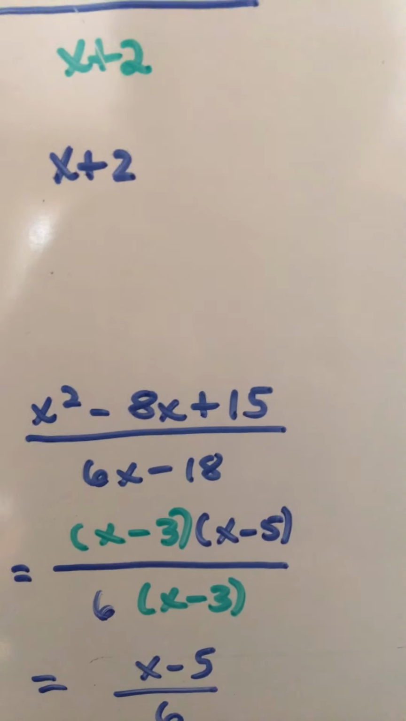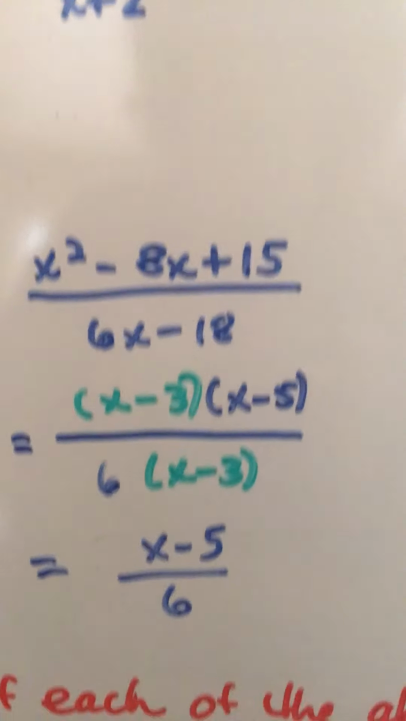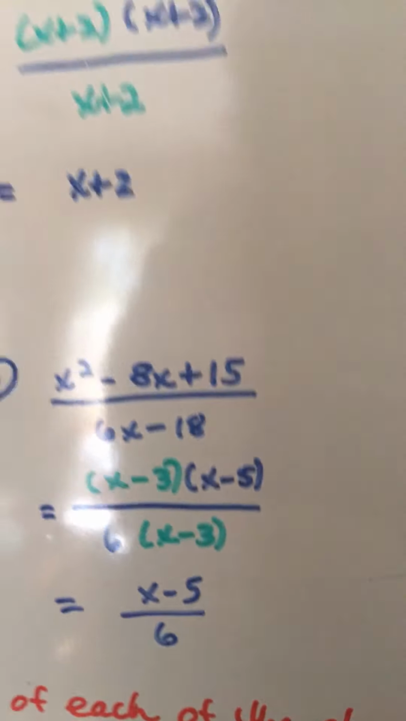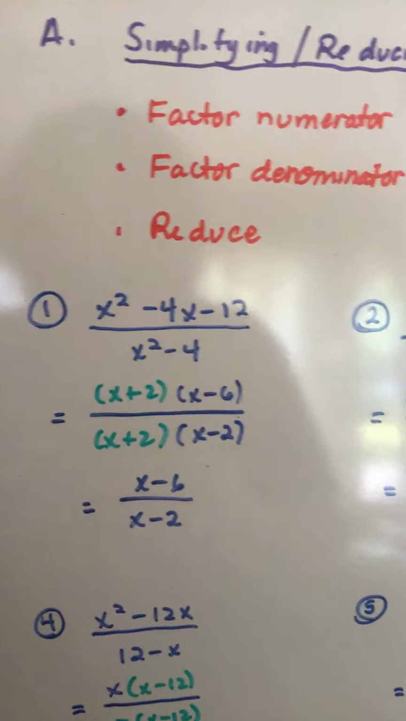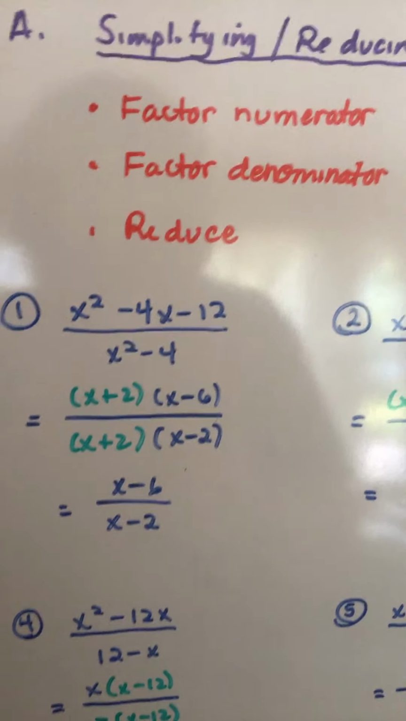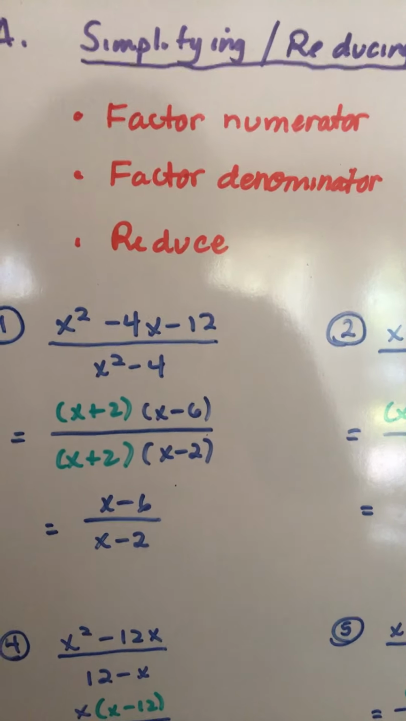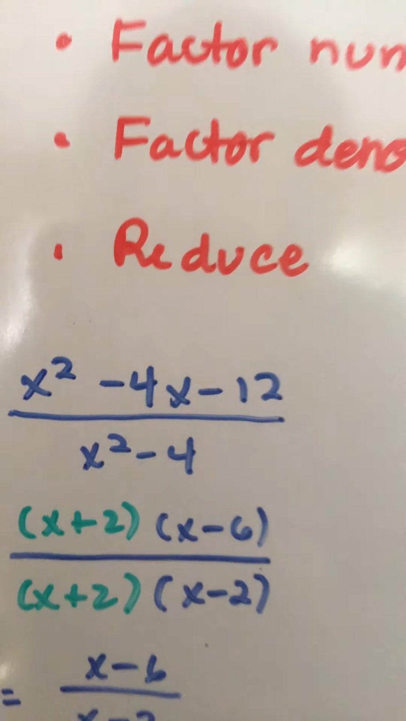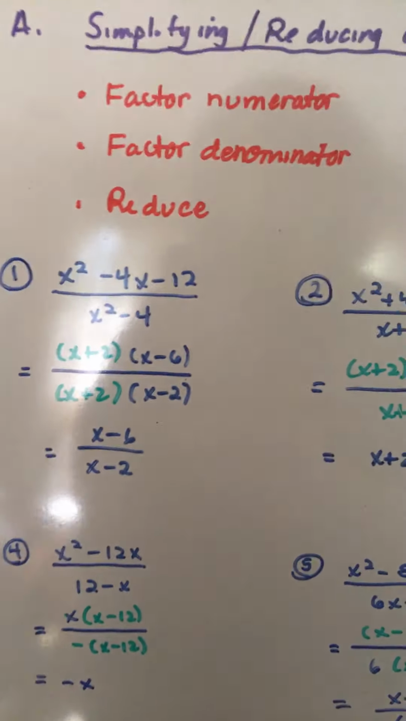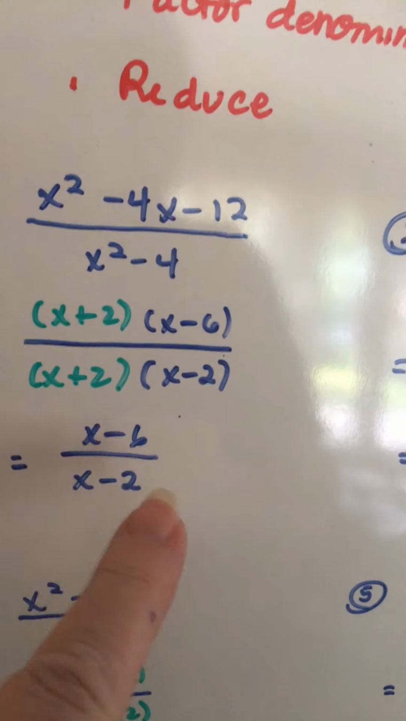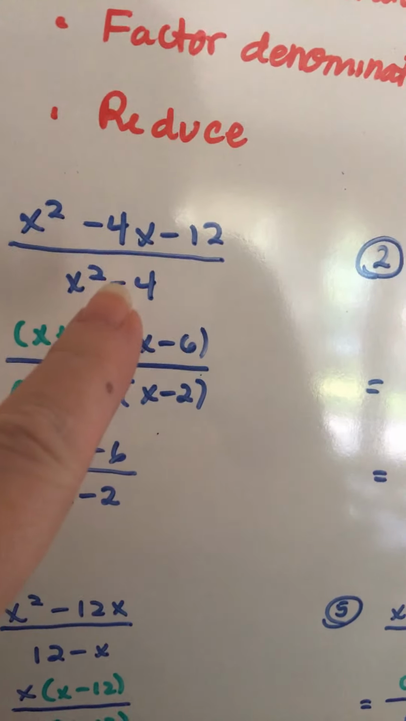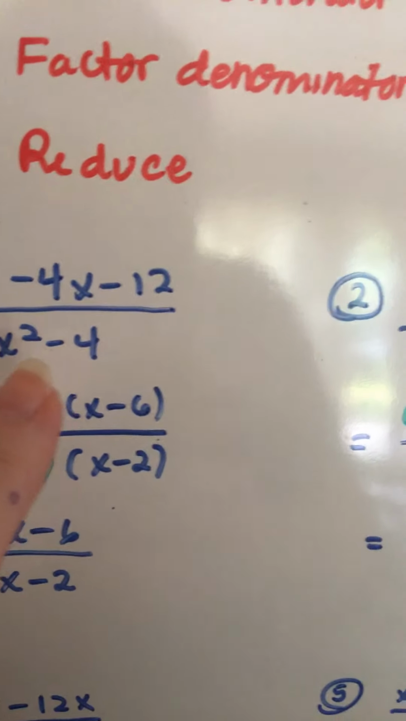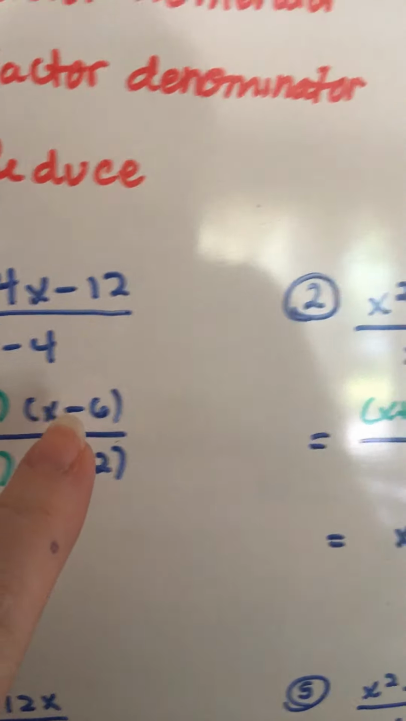I see they share x minus 3. I reduce it, and my answer is (x minus 5) over 6. But what is this in terms of domain? When we talk about domain, anything that makes the denominator 0 in the original expression is kicked out of the domain. So I don't say the domain is everything but 2. The domain's everything but 2 or negative 2, because 2 and negative 2 make this 0.